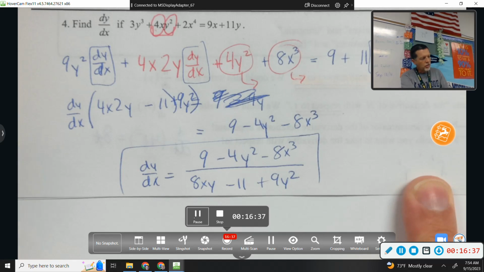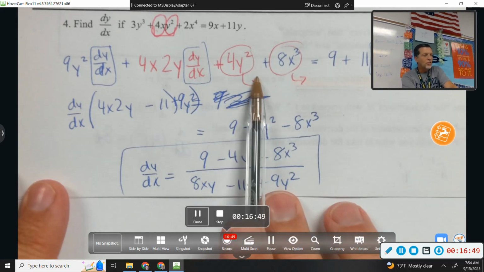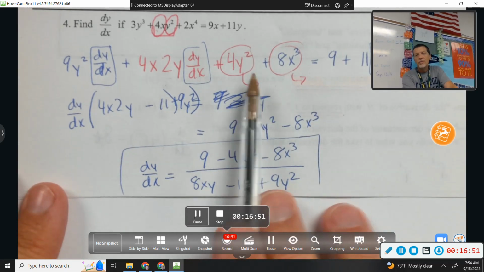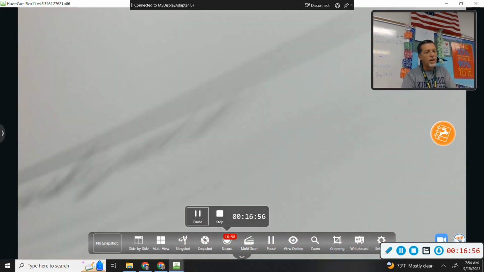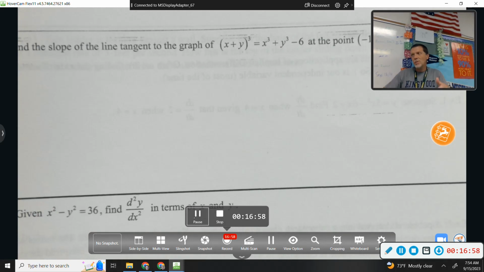Anytime y shows up, y prime is going to show up. But all the other rules are the same. So I was very encouraged by that last test. If you did well on that last test, this isn't too much more to add on to that. Now, if you didn't do well on that last test, meaning you don't know all the rules we're supposed to know yet, then the snowball continues to build.